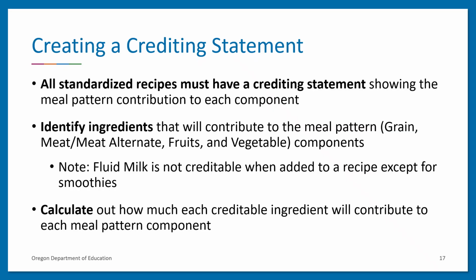In the case of our PB&J, the ingredients that contribute to the meal pattern will be the bread, which contributes to the grain component, and the peanut butter, which contributes to the meat alternate component. Finally, you will want to calculate out how much each creditable ingredient, the bread and the peanut butter, contributes to each meal pattern component.